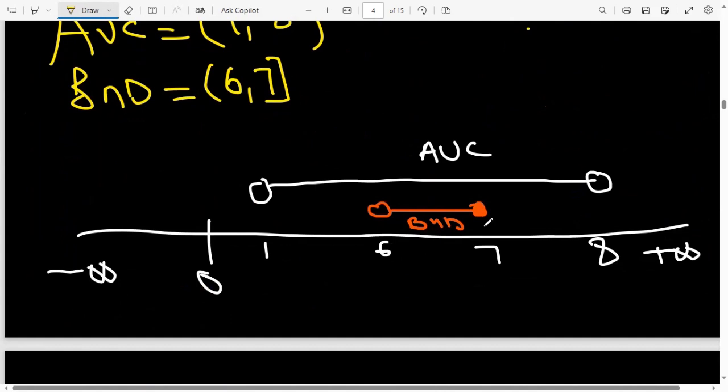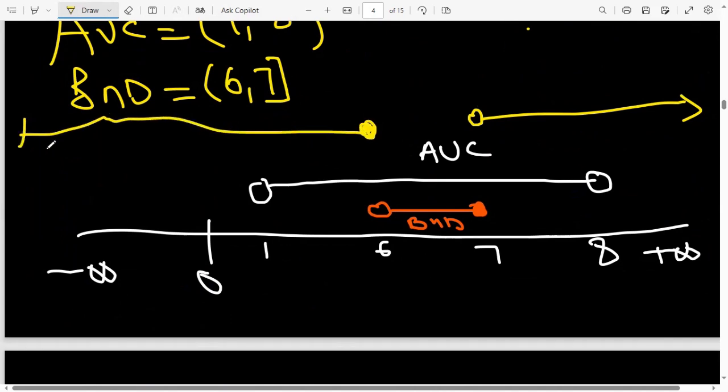So the B intersection D complement will start from here. I'll draw an open circle all the way up to infinity. Then it also starts from here. I'll draw a closed circle here, and then all the way up to what? To infinity like that. So this is the B intersection D complement. Even this one here is the B intersection what? D complement.